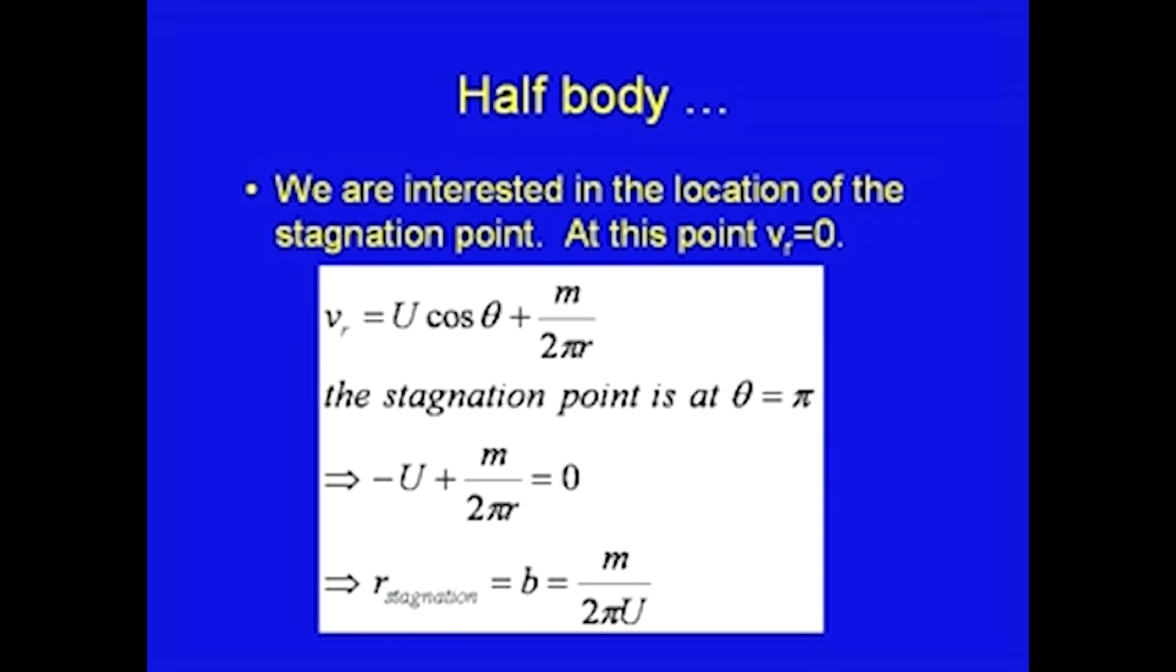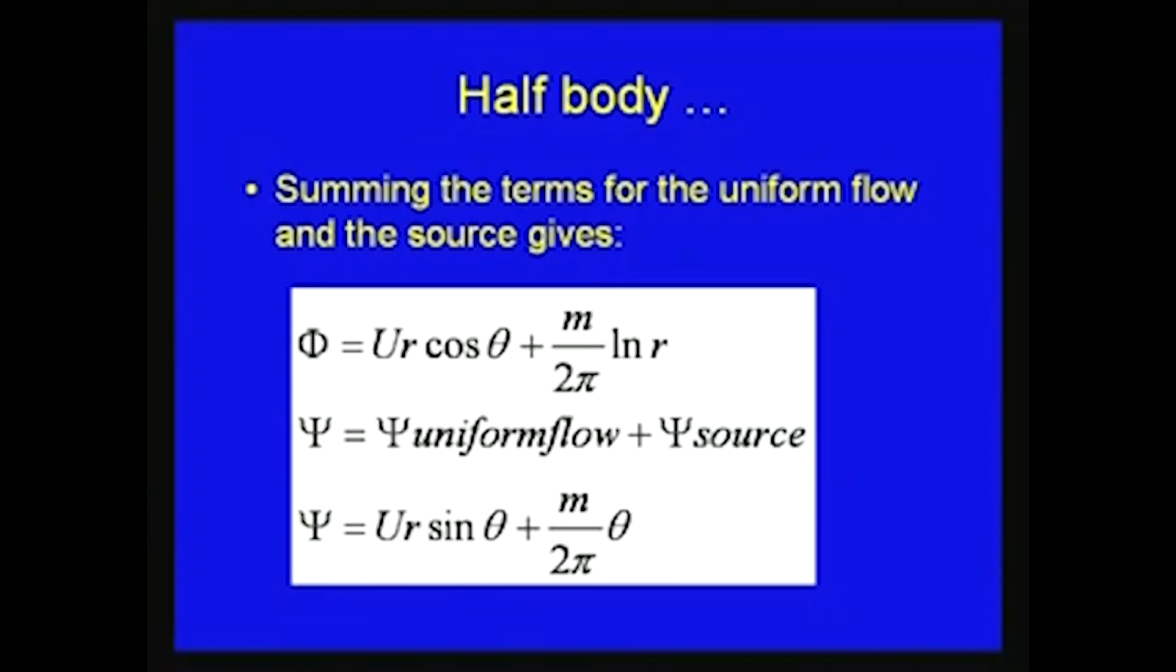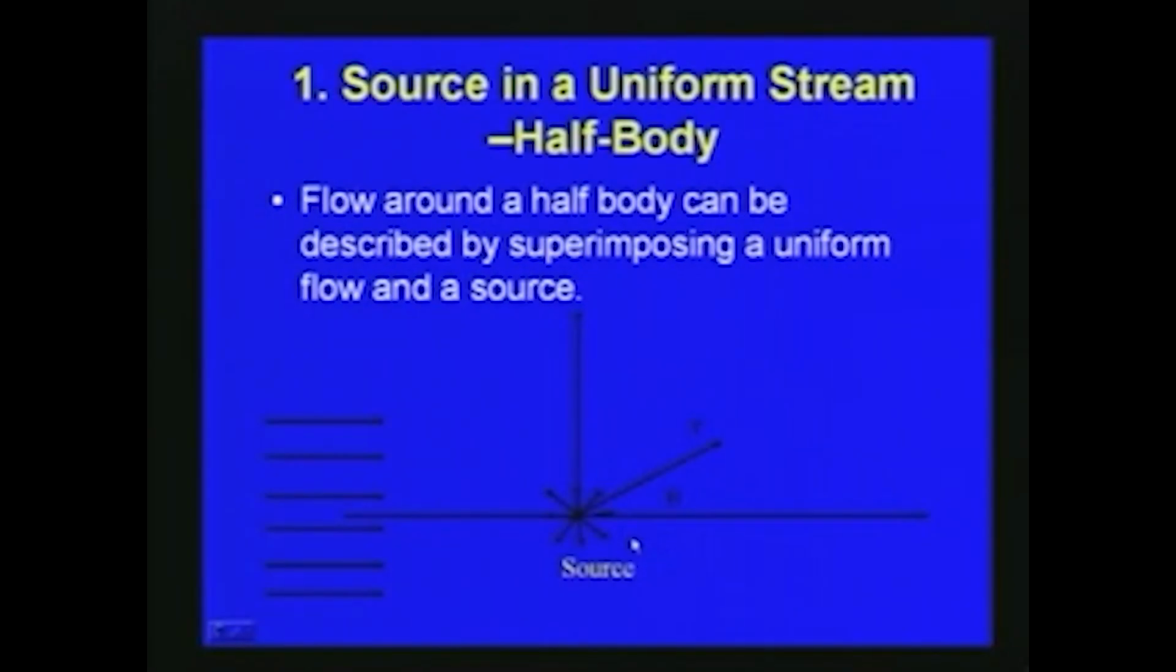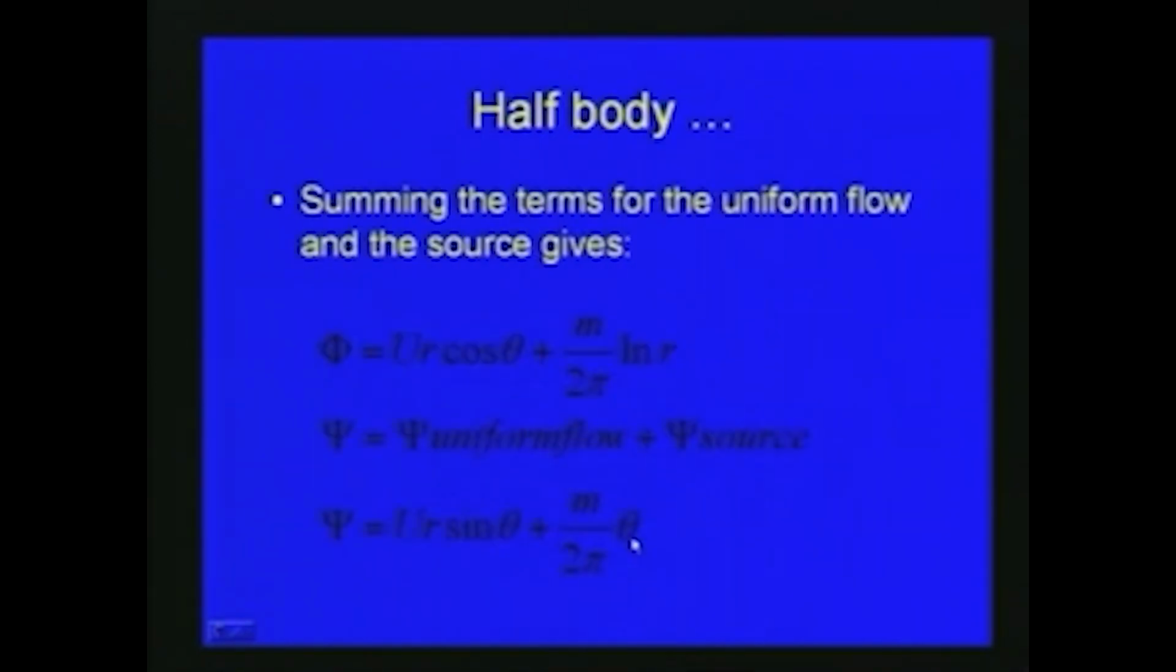Now for the half body which we have already defined, we are mainly interested in the location of the stagnation point. In the previous slide you can see that there is a stagnation point where the velocity is 0. We have already defined for the half body the velocity potential phi is equal to u r cos theta plus m by 2 pi natural log r, and psi is u r sin theta plus m by 2 pi theta, which we defined in the previous slide.